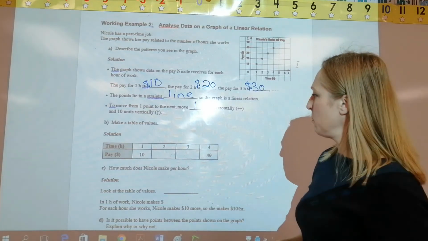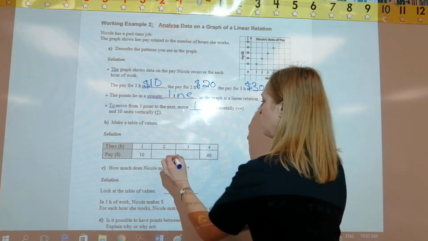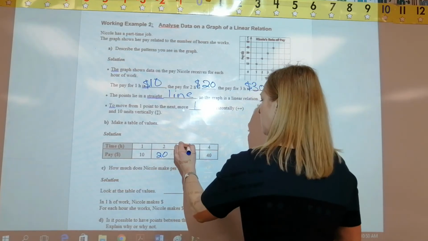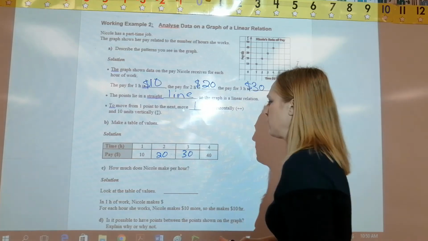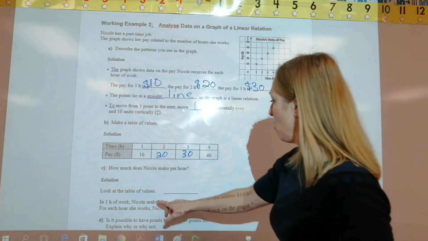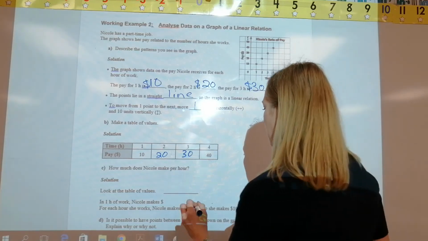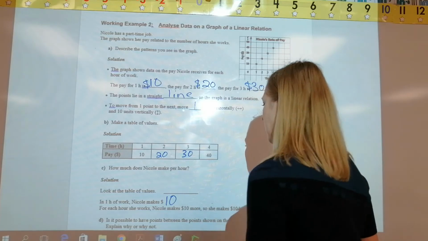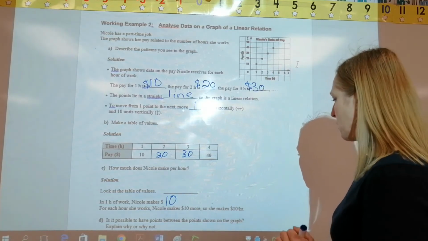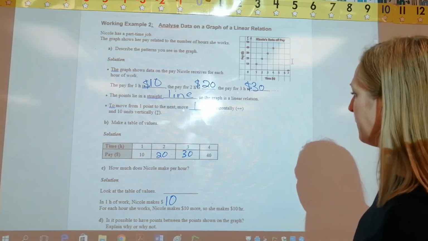Put it into a table of values. 1 hour, $10. 2 hours, $20. 3 hours, $30. How much does Nicole make per hour? Well, we look at the table of values. In 1 hour of work, Nicole makes $10. For each hour she works, Nicole makes $10 more, so she makes $10 per hour.